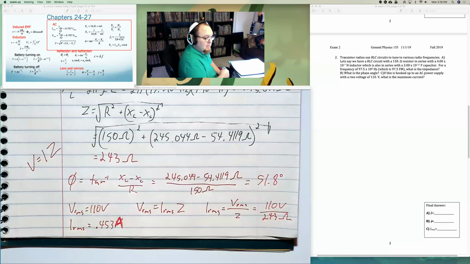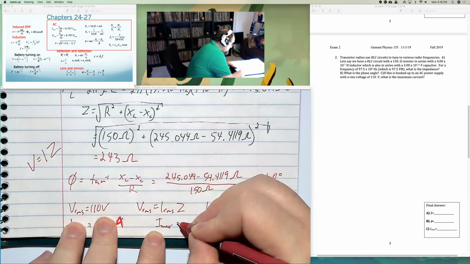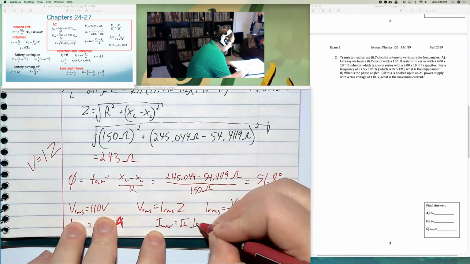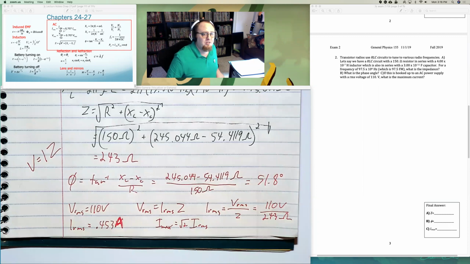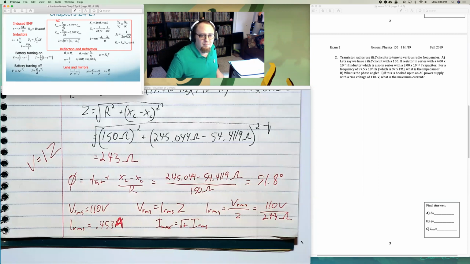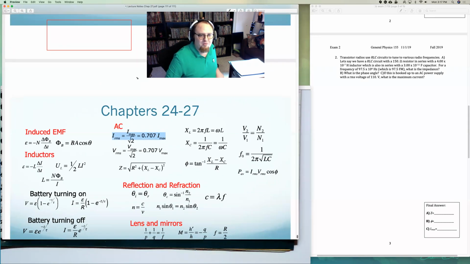Thing is, that's not the max current. It says what is the maximum current, but I got the RMS value. What I can say is I max is the square root of 2 times IRMS. I kind of went straight to rearranging this equation. You know what, let's just do this real fast. IRMS is I max over the square root of 2. So therefore, I max is IRMS times the square root of 2.